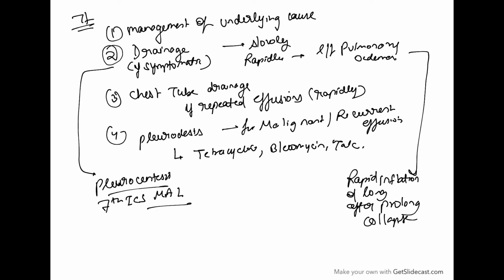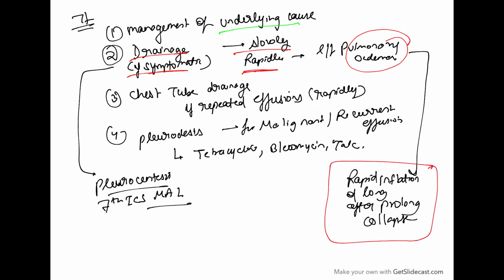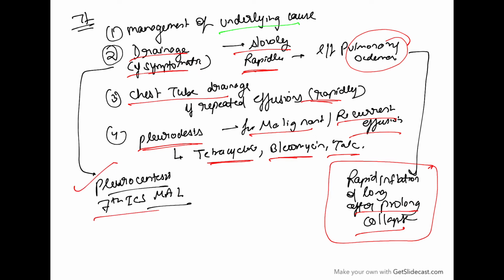Now, how will we manage it? We manage the underlying cause. Then drainage if it is symptomatic, and we drain slowly. If rapid drainage is done, then it can lead to pulmonary edema. Why? Because of rapid re-expansion of the lung after prolonged collapse. Now, chest tube drainage could be done if there is a repeated effusion that is happening very rapidly. Then for malignant effusions and for recurrent effusions, we can also go for pleurodesis. Pleurodesis can be done using tetracycline, bleomycin, or talc. Now, thoracocentesis is usually done in the 7th intercostal space in the mid-axillary line.